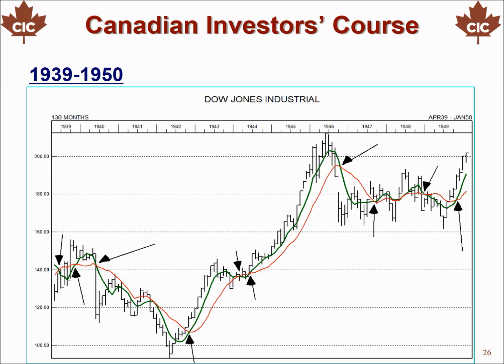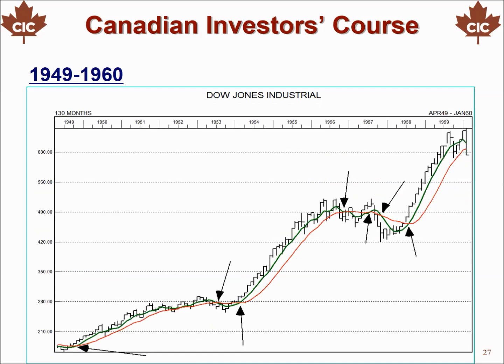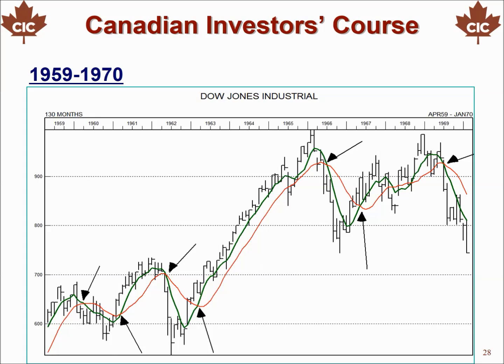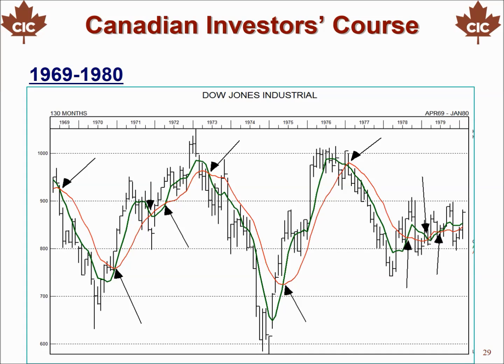Here's 1946 to 1960. Same thing again. 1959 to 1970. Same thing again. 1968 to 1980. Sideways market. Basically, you started in 1969 at 950 on the Dow approximately, and you finished up at 850 10 years later. You would have made no money, you would have lost money over that 10 years with a buy and hold strategy. Here, with this strategy, you would have actually made some money because you would have been in and out of the markets, but you would have had a net positive result.